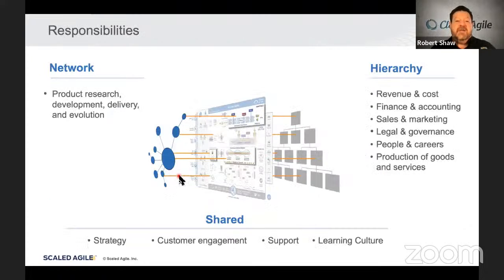And once you understand this, you start to see where the responsibilities lie in the map. So at the bottom, it's shared. They share strategy, customer engagement, support, and creating a learning culture, right?